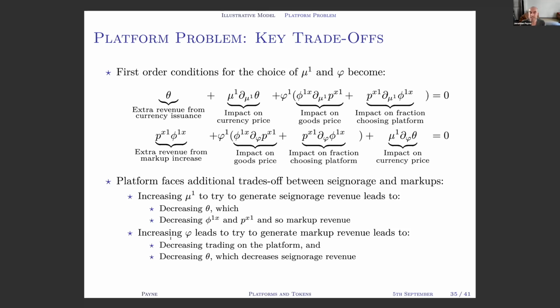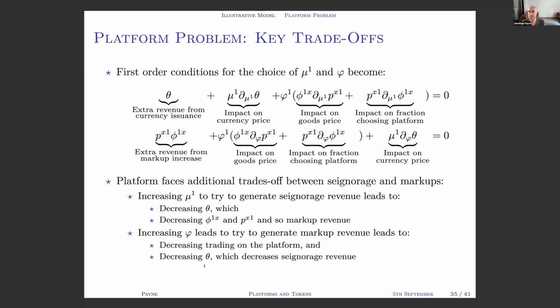And likewise, if you try to generate more markup revenue by increasing the markup, yes, that decreases trading volume, that's the standard thing, but it also means that because fewer people are trading on your platform, fewer people are holding your currency because they don't think they're going to go to your platform, which decreases the price of your currency and your seigniorage revenue. So we see here this integration between the IO problem, thinking about optimal markups to maximize your markup revenue, and this money printing problem, this seigniorage problem, right? These two things interact in the way you want to do it.